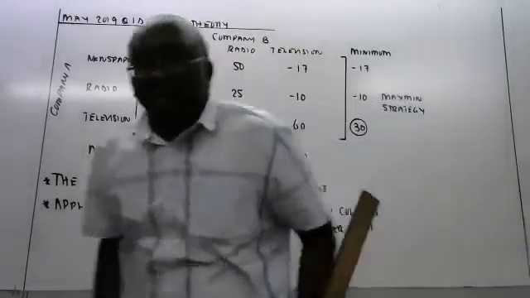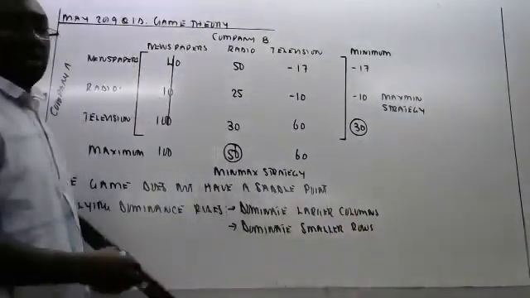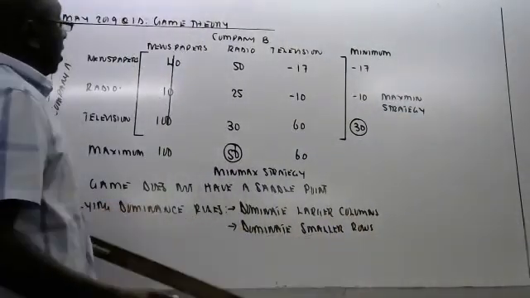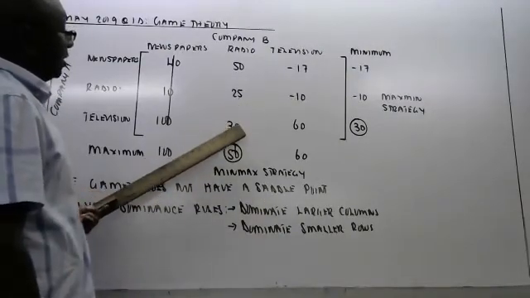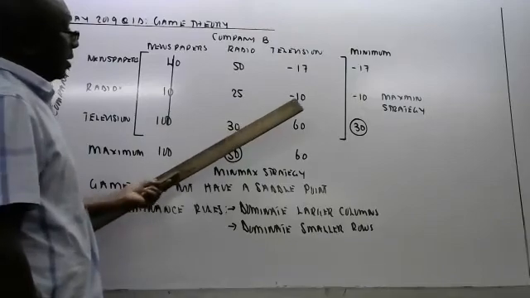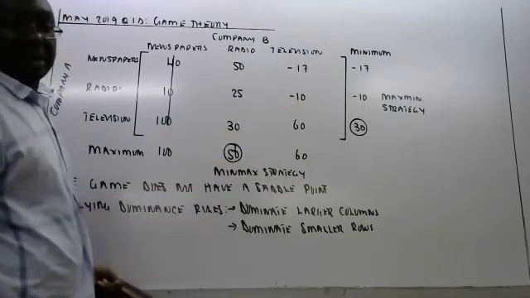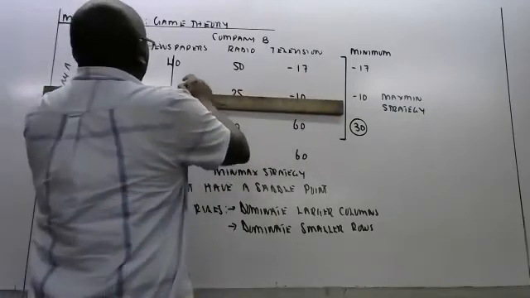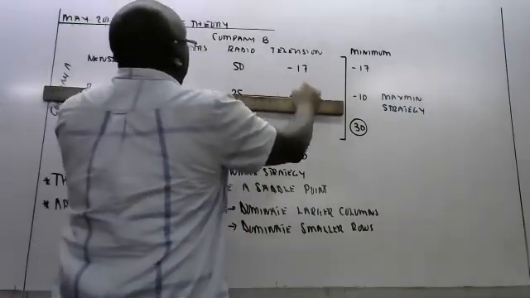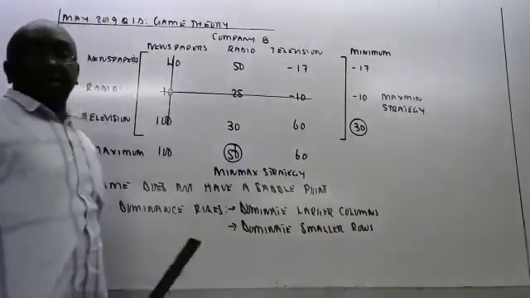So which one? Radio. Good. I can see you have identified radio. Radio is smaller, as in this 25 is smaller than 30, and this minus 10 is smaller than 60. So we do away with the smaller one here. We do away with that.